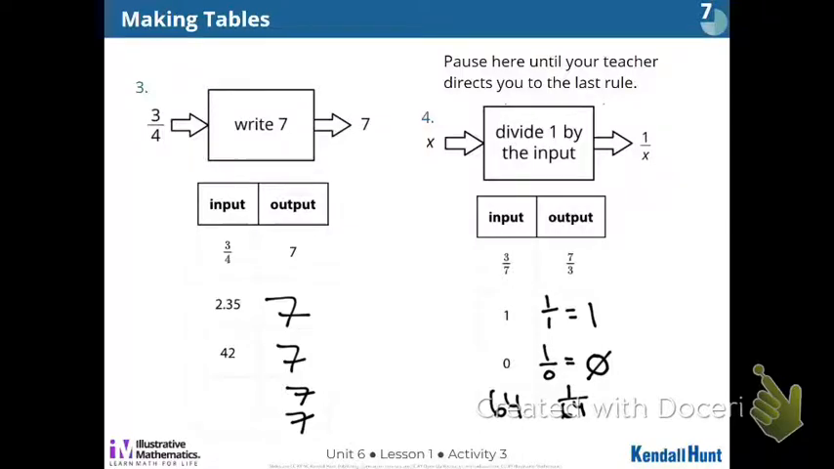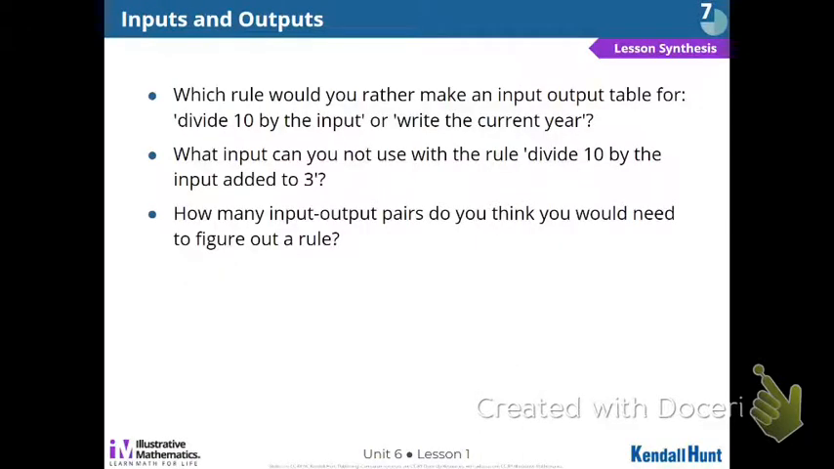Cool. This again. What input can you not use with the rule divide 10 by the input and add 3? What's the number or the input that you cannot use? 0. Well, okay, let's test that out. Divide 10 by the input added to 3. I can do 10/3. That works. 0 pumps out 10/3.